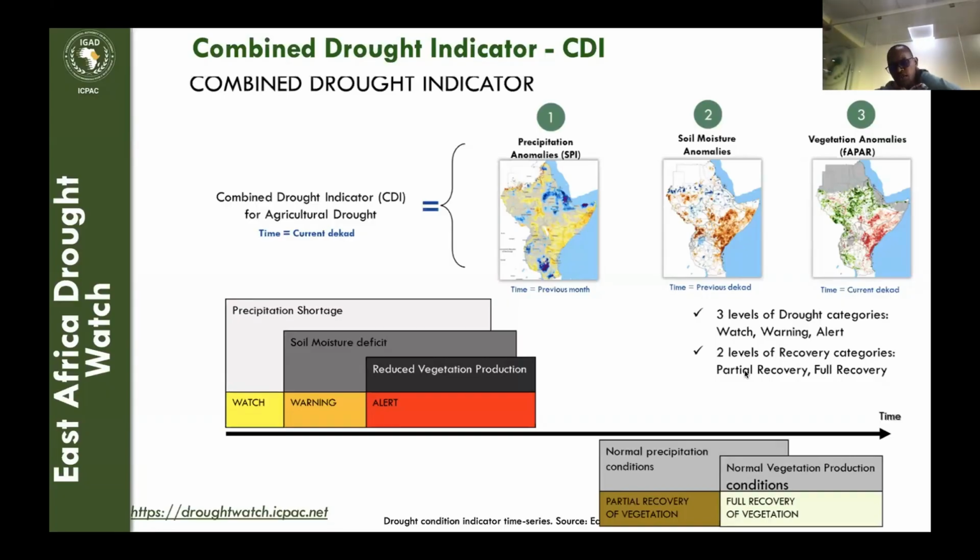Those are the three drought phases that we monitor: the watch, warning, and alert, and how we arrive at them. But we also look at recoveries. That is, when you're coming from drought conditions to non-drought conditions.